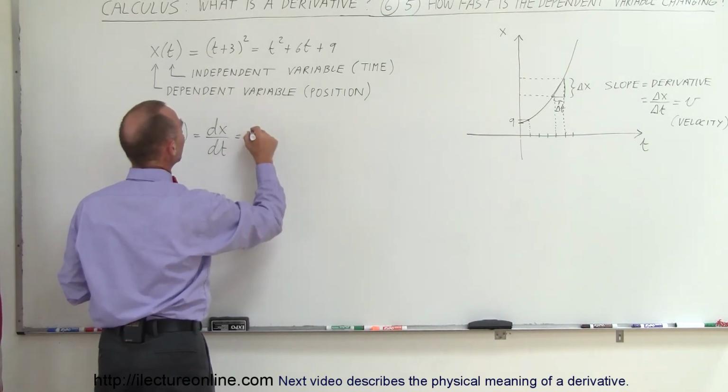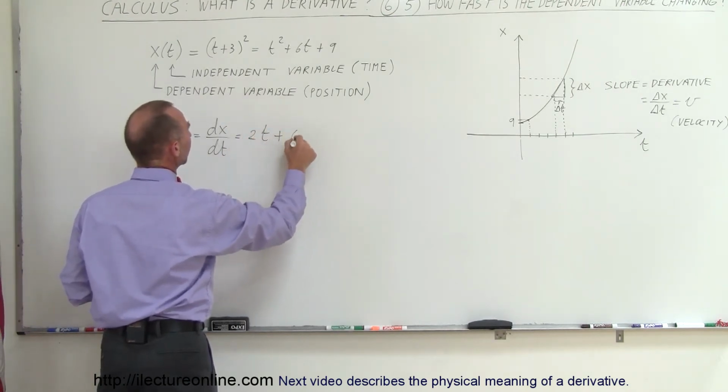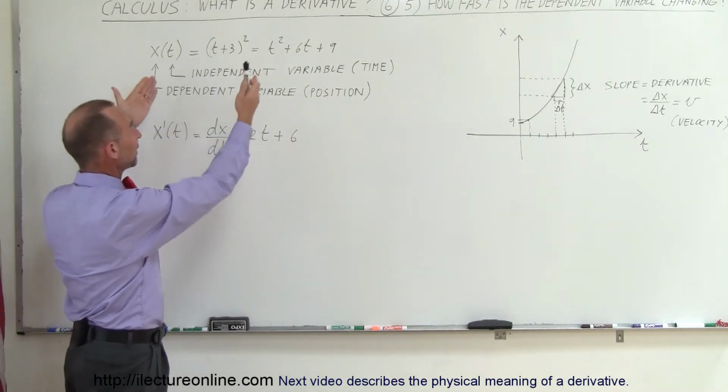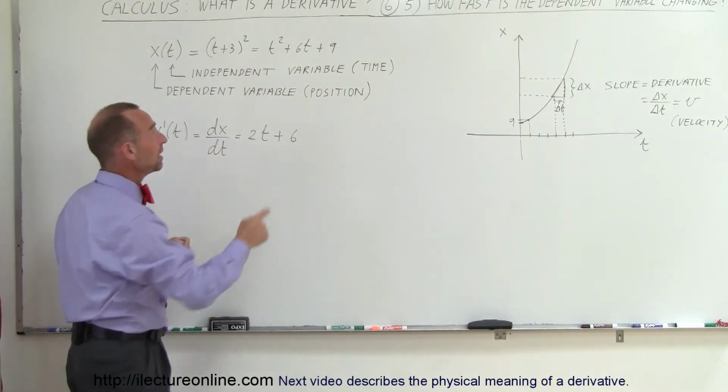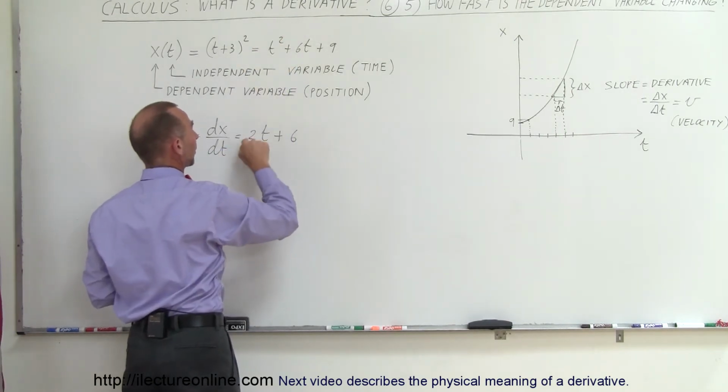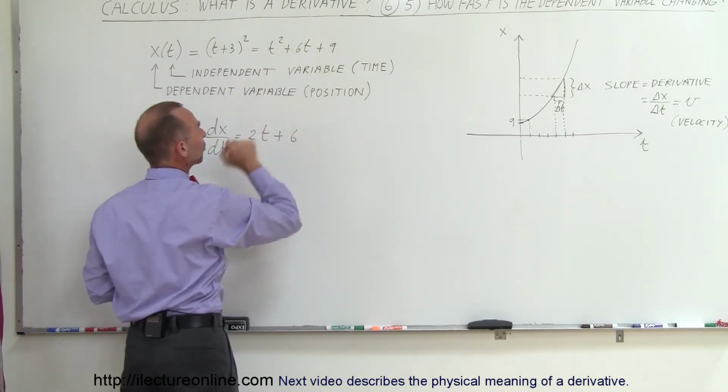In this case, it's going to be equal to 2t plus 6. And again, I have some other videos that show you why the derivative of that is equal to this. In short, what it means is we take the exponent, put it in front, and subtract 1 from the exponent, so that becomes 2t to the 2 minus 1, which is 1.